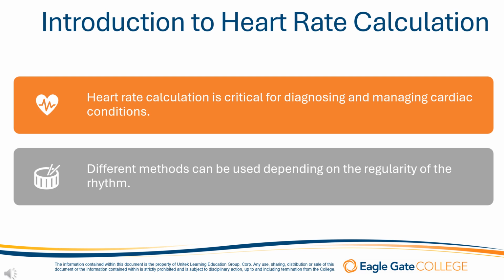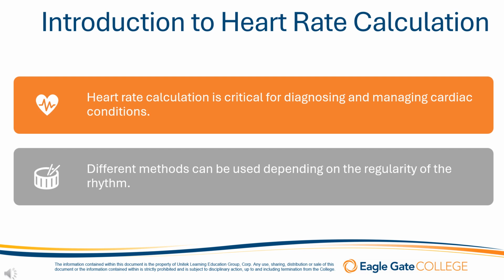For example, the 6-second method is straightforward and versatile, making it particularly useful in emergency settings or when dealing with irregular rhythms. By counting the number of QRS complexes in a 6-second strip and multiplying by 10, we get an approximate heart rate. This method provides a quick snapshot that is especially useful for rhythms that are not perfectly regular.